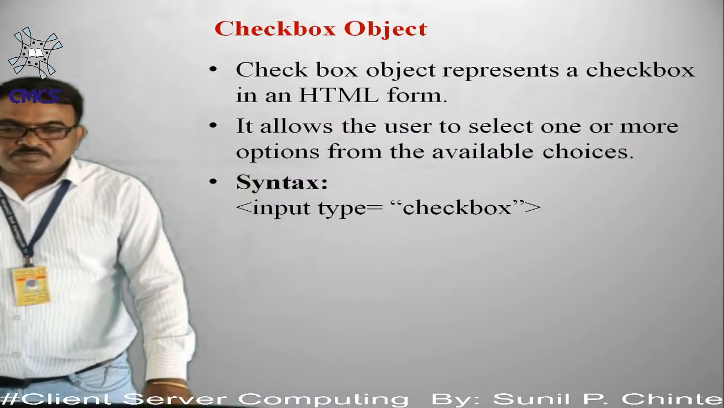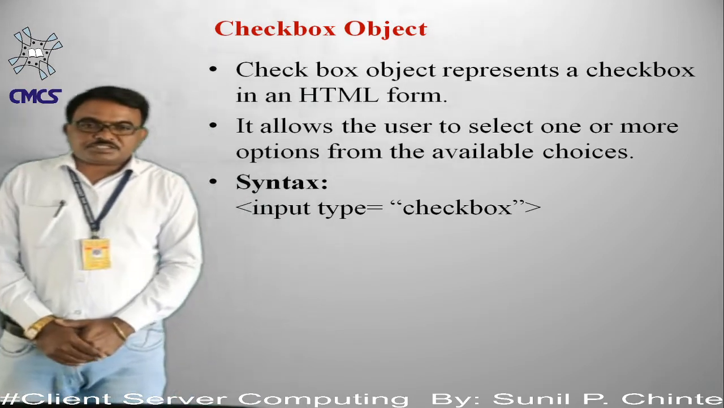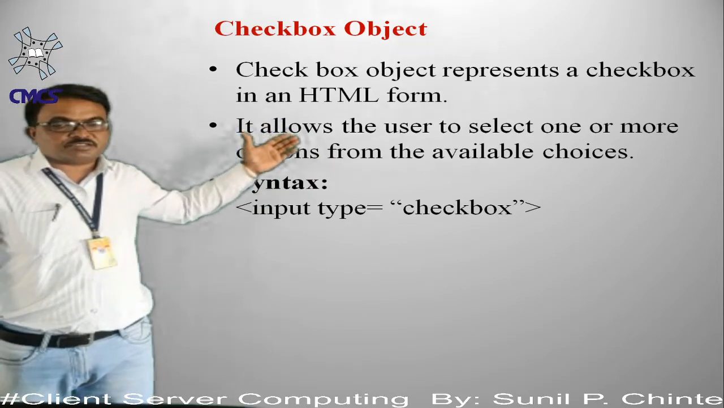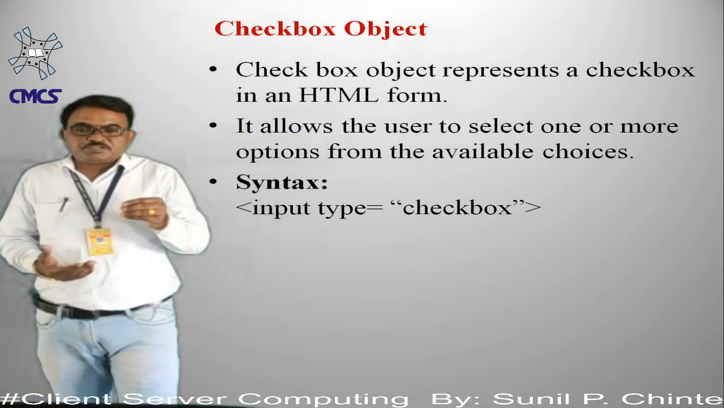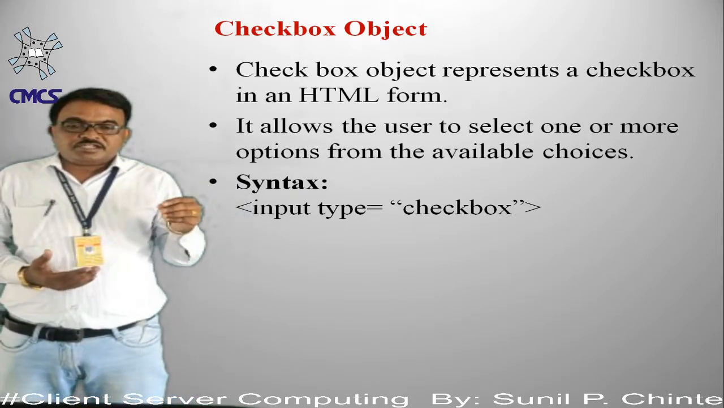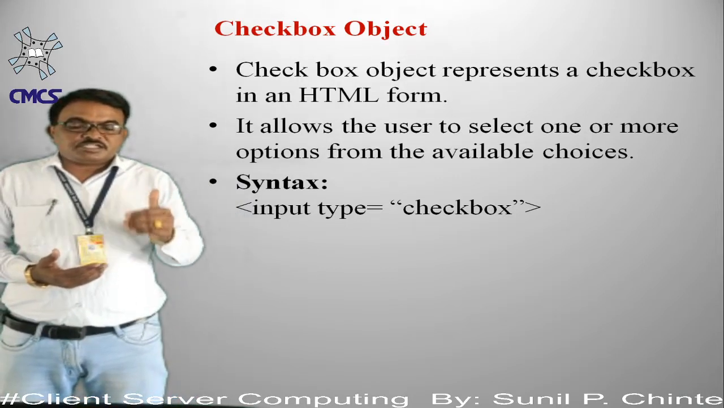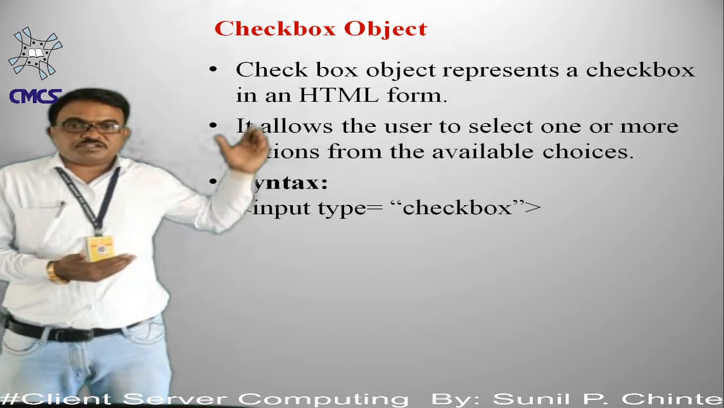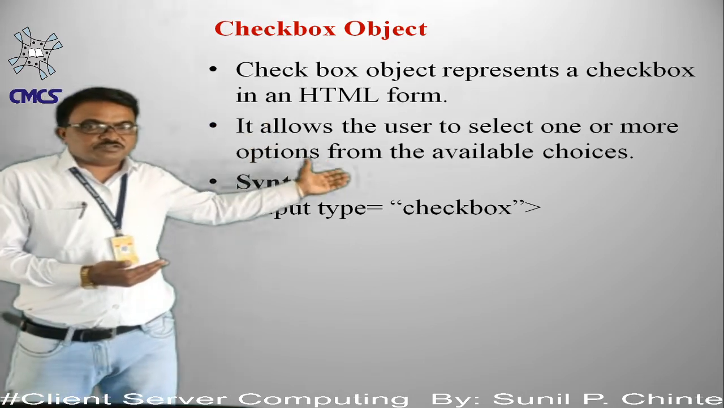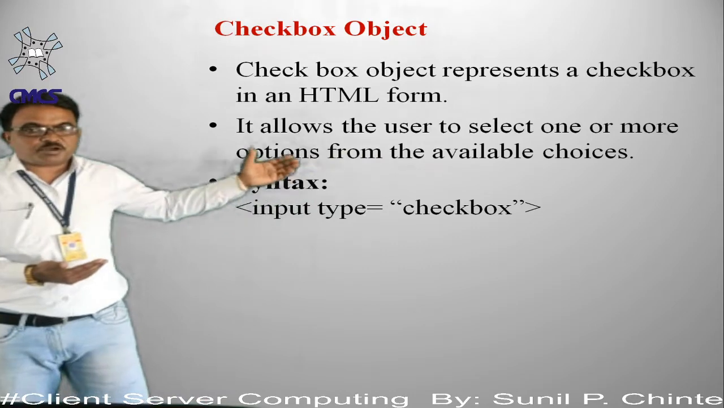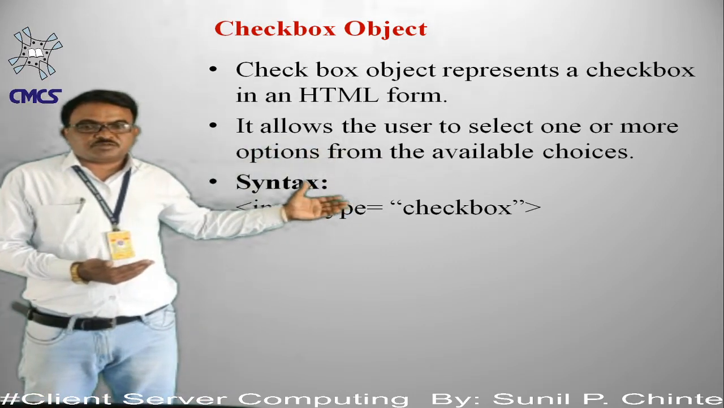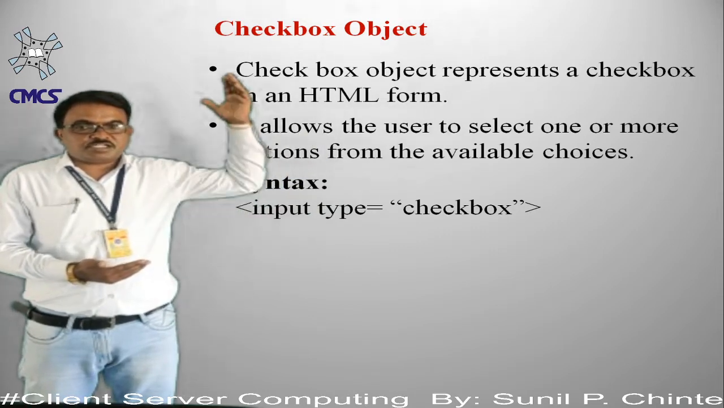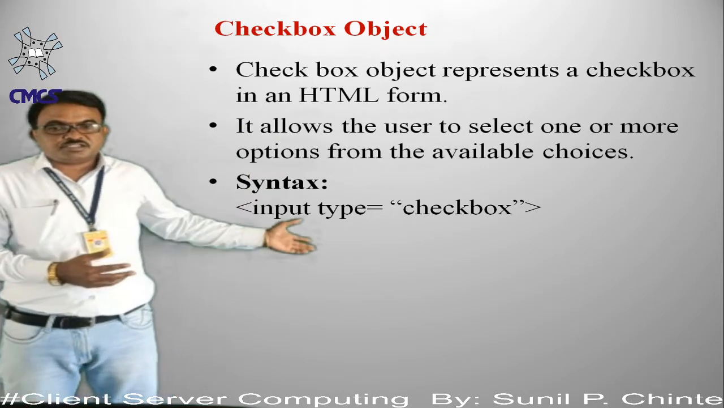Next object is the checkbox object. The checkbox object represents the checkbox in HTML. These checkbox objects are generally used to select more than one selection. If the user wants to select more than one option, then we can use the checkbox. It allows the user to select one or more options from the available choices. So from the available choices, if the user wants to select more than one option, we can use the checkbox object. So this is the syntax.